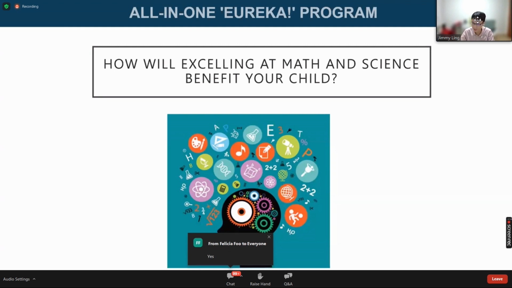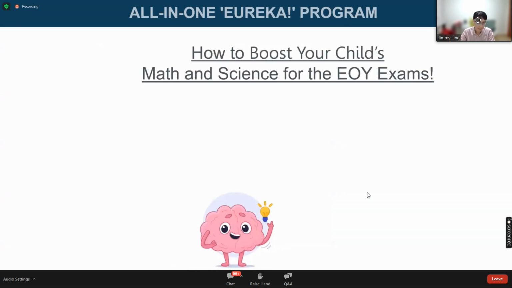You have a school in mind already. Of course, we want our child to feel more confident, be better problem solvers, and of course, be better logical thinkers. We do not want our children to make decisions just based on emotions. We want them to make better decisions based on logic. And that's why math and science come in as very important here. So Andy, I'm going to share with you two important tips on how to boost your child's math and science for the upcoming end of year exams.